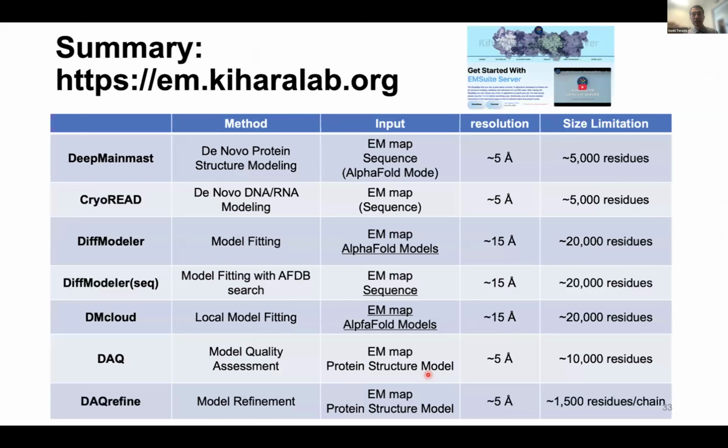Okay, this is the summary. I explained seven tools: DeepMainMast, DiffModeler, DM-Cloud, DAQ, and DAQ-Refine. We are providing de novo structure modeling, DNA and RNA structure modeling, diffusion models, and tools for enhancing backbone positions, as well as model quality assessment tools and model refinement tools. All tools are available on our servers, so please try to use our tools. And please give us feedback.